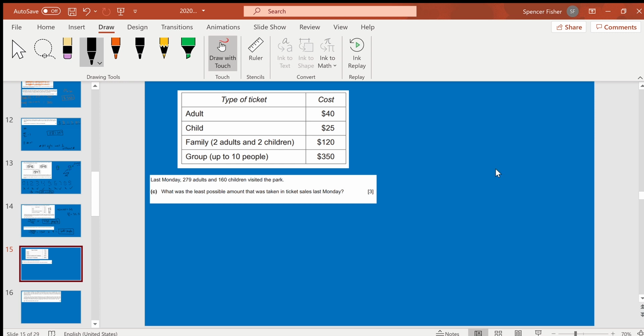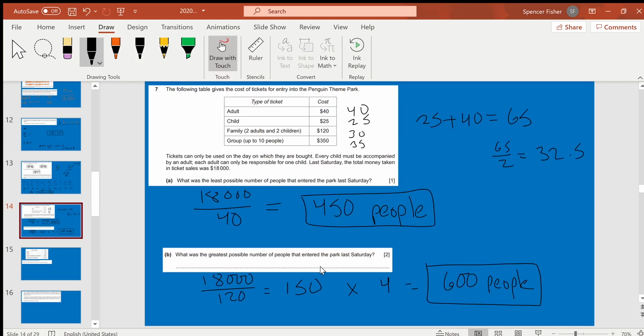All right, so as we established in 7A and 7B over here, the cheapest ticket per person when children are involved is going to be the family ticket, not the child ticket. Because again, as we said, even though the child ticket is the cheapest because it's $25, each child has to have an adult with them. So it's not 25 just for the child, it's 25 plus the 40 for the adult, which is 65, which averages out to $32.50 per person, which is not very cheap.